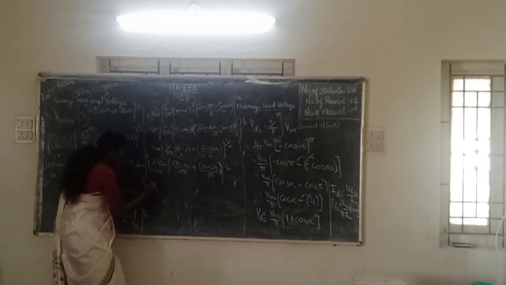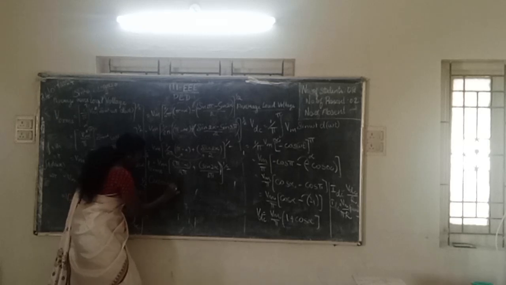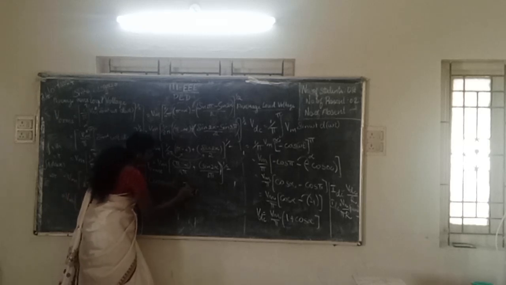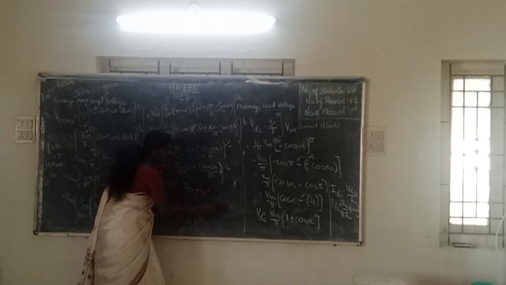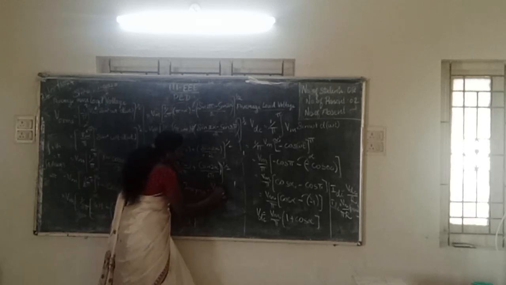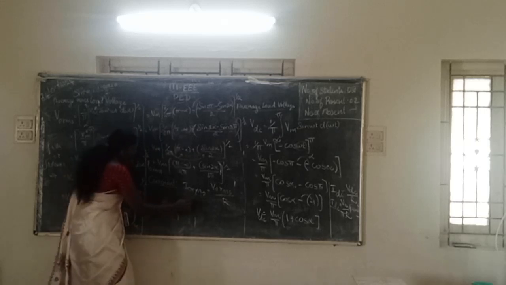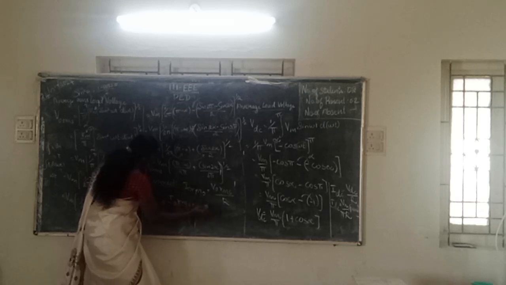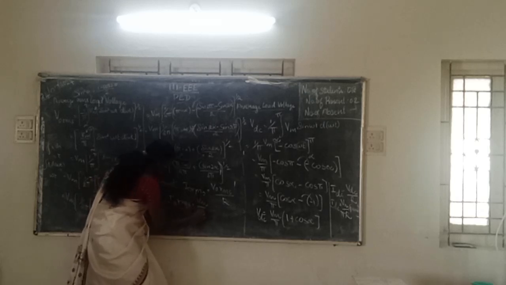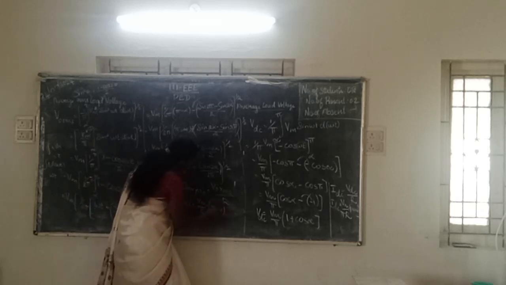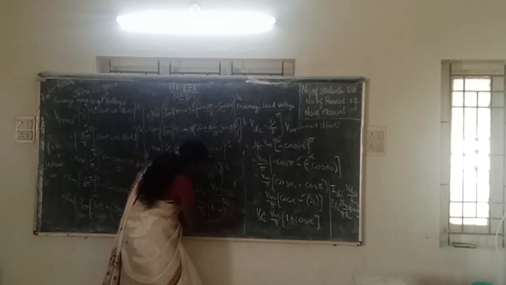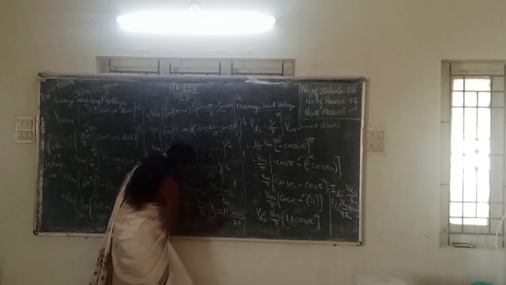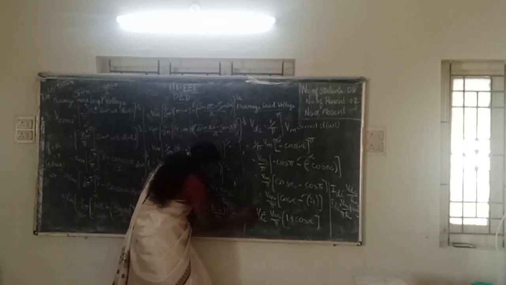And what is it for current then? The current I naught RMS will be equal to V naught RMS divided by R, capital R, since the load is resistive. So what is the I naught RMS then? Vm by R into the square root of (pi minus alpha divided by 2 pi plus sin 2 alpha divided by 4 pi), the whole power 1 by 2.